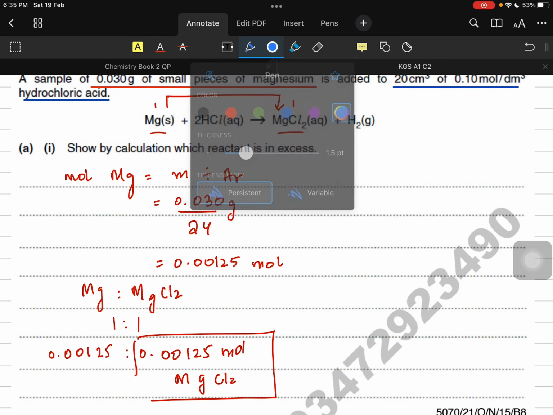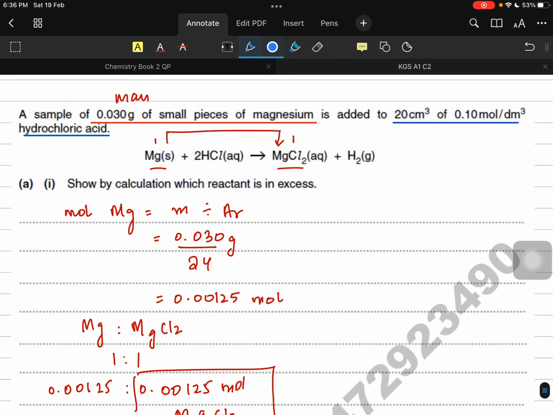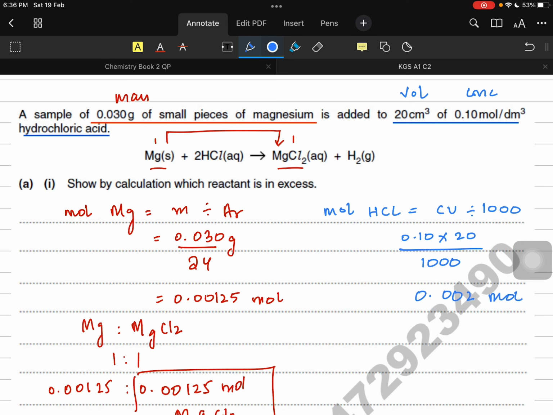Now let's do the same steps, this time with hydrochloric acid. We have the volume for hydrochloric acid and the concentration. What formula do we use? That is going to be CV divided by 1000. So mole of HCl is equal to CV divided by 1000. The concentration is 0.10. The volume is 20 divided by 1000. So 20 times 0.1 divided by 1000. I messed that up. Yeah, it's going to be 0.002 mole of HCl.